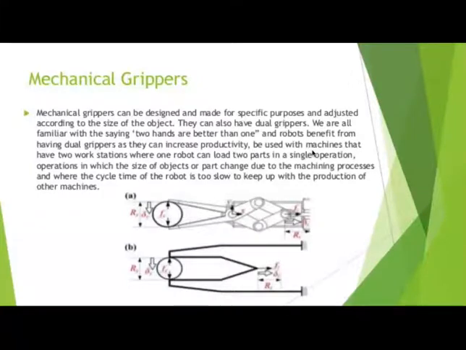They are used with machines that have two workstations, where one robot can load two parts in a single operation. They are also used in operations in which the size of the objects or parts changes due to the machining processes, and where the cycle time of the robot is too slow to keep up with the production of the other machines. This is what the mechanical gripper is about.